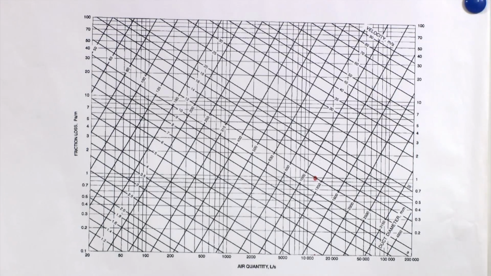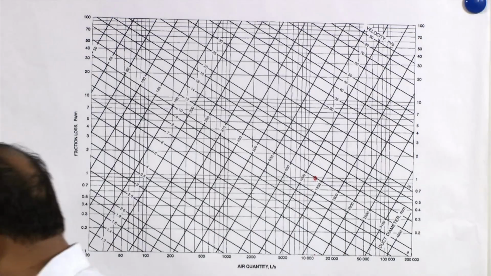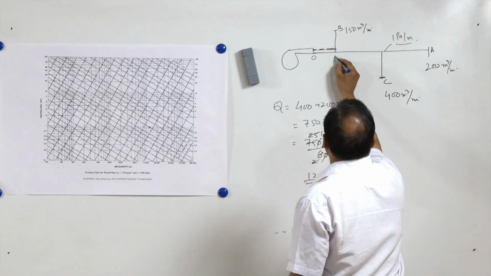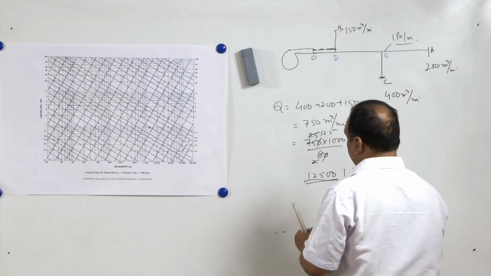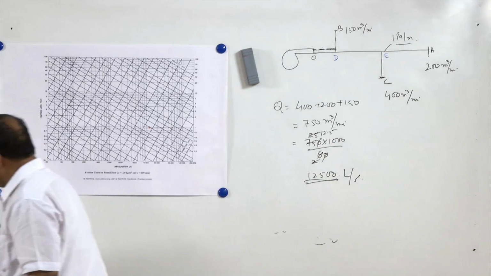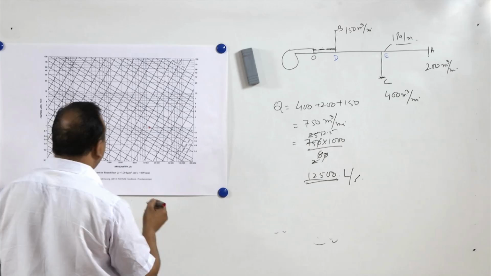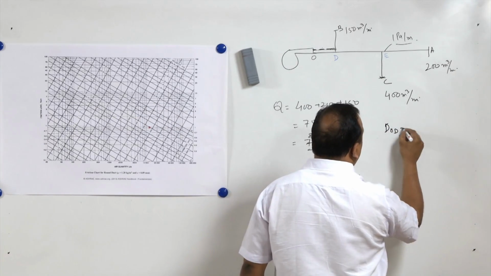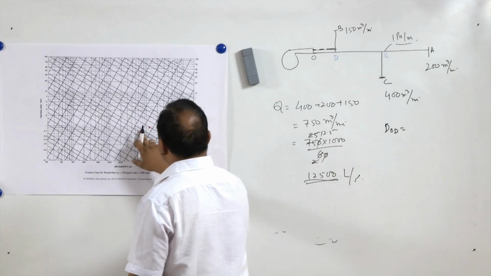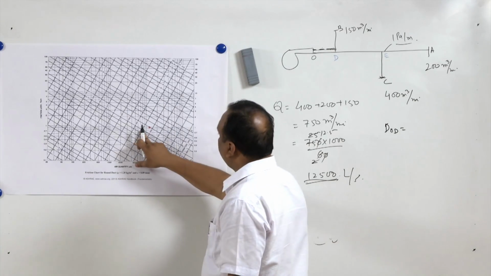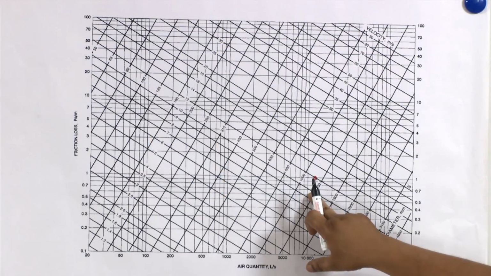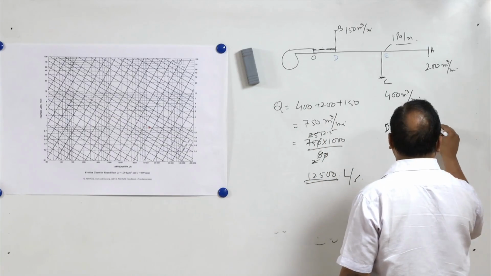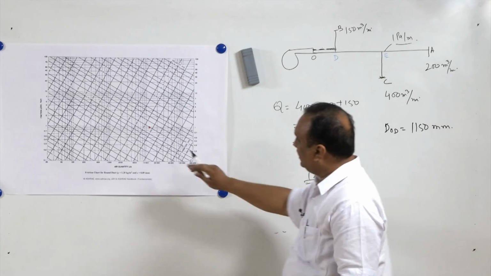Now, not OB, it is A, B, C, now O, D, and their joint is E. So diameter of OD, if I have to calculate the diameter of OD, then the diameter of OD is between this 1000 and 1250. So let us say 1150 mm. We will be getting the diameter of OD.